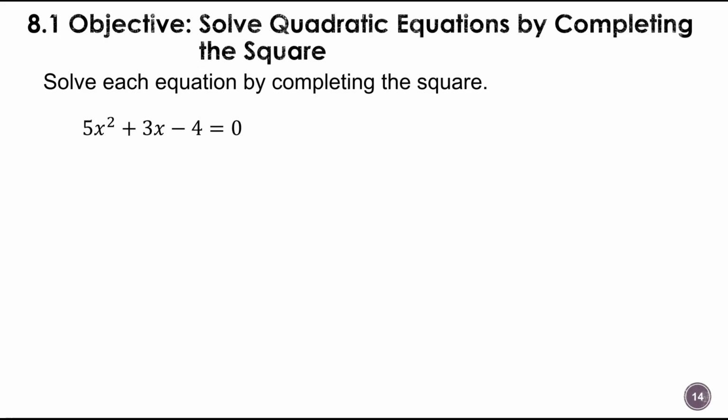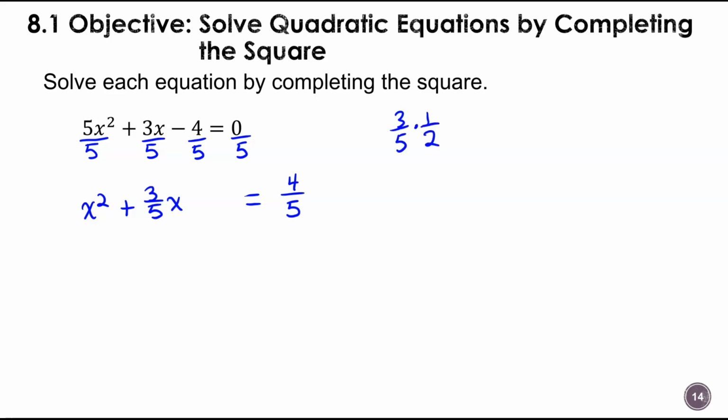Okay, so here's one of those messy ones. We are going to have to divide by 5 on everything, and we're going to rewrite this so that we isolate our variable terms on one side and move the constant term to the other side. So x squared plus 3/5 x equals 4/5, right? Add that 4/5 to the other side. Now, here's how I take half of 3/5. I'm just going to multiply it by, you can do this on your calculator. If you take 3/5 and divide it by 2, you'll get the same answer.